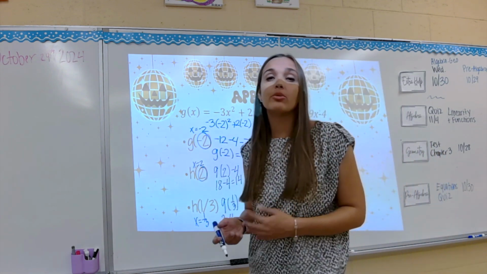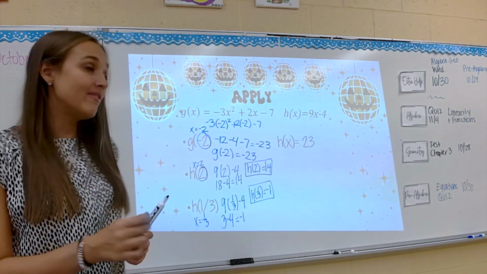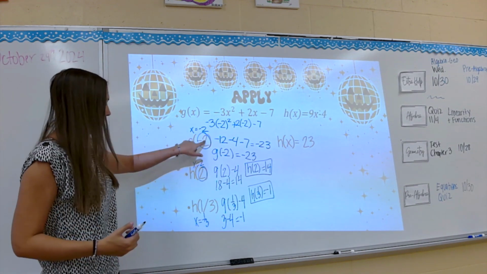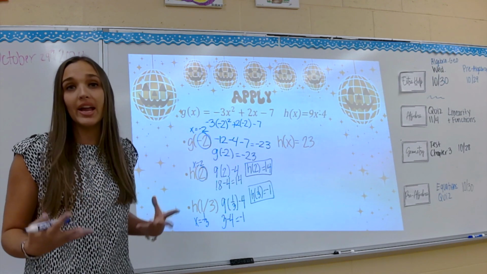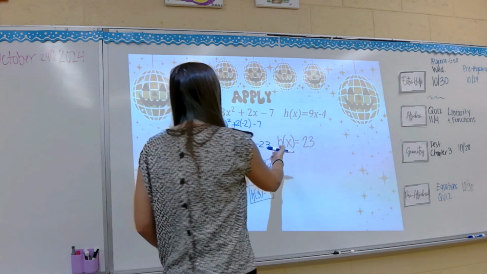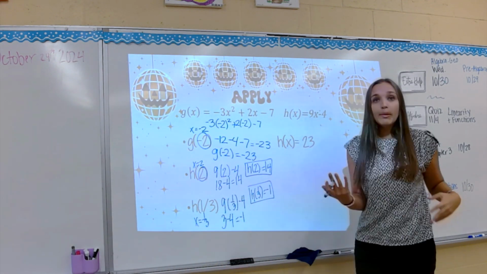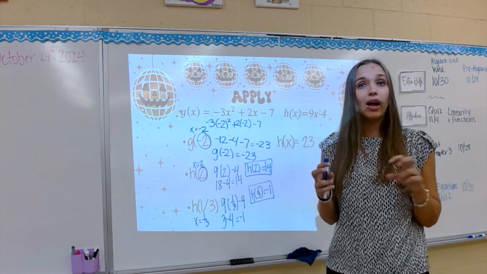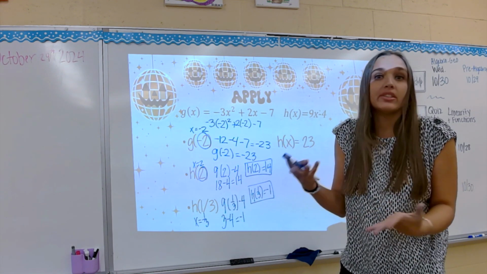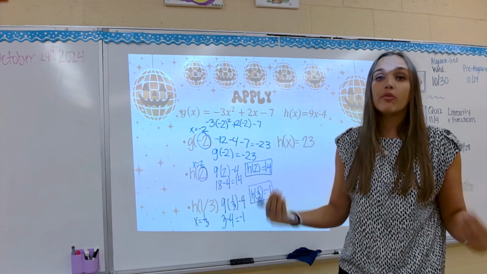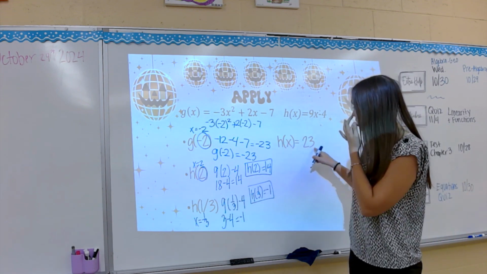So those are the ways that we do this problem if we are given our value inside the parentheses. Inside the parentheses means that's our x value. Now let's look at something like this. We have h of x equals 23. So that means in other terms, our y is 23, or really our h of x is 23. That's the form we're denoting. So h of x equals 23.